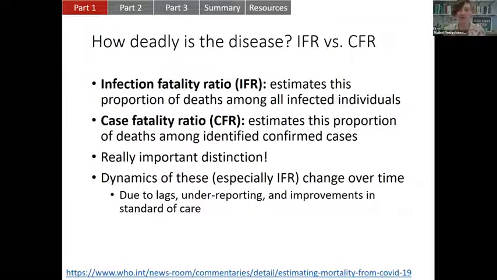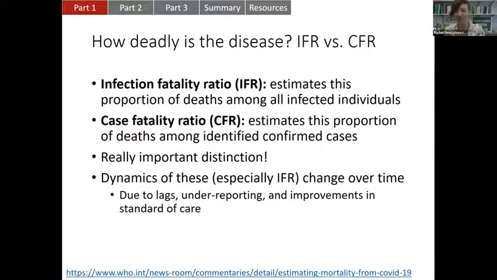Another type of definition to clear up has to do with how deadly a disease is. And so here we're talking about IFR and CFR, where IFR is the infection fatality ratio, which estimates the proportion of deaths among all infected individuals. And the case fatality ratio estimates the proportion of deaths among identified confirmed cases. And so, just reading these quickly, these sound really, really similar, right? Like, okay, so it's the proportion of deaths. But the critical part is that denominator, right?